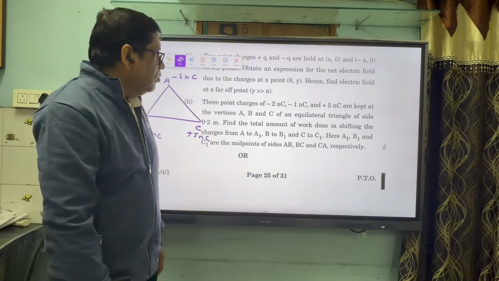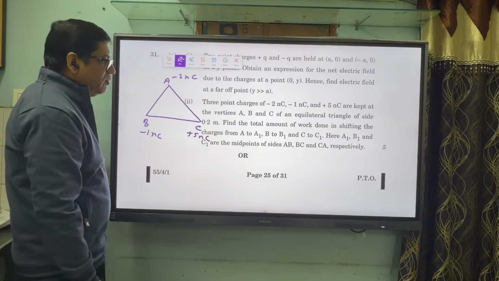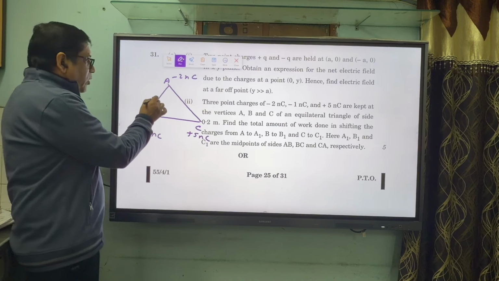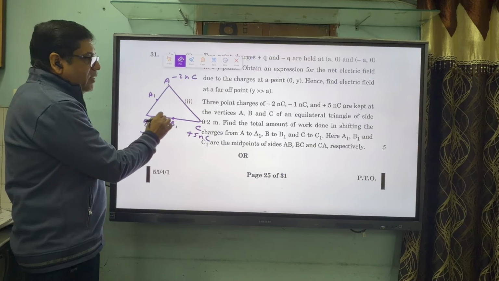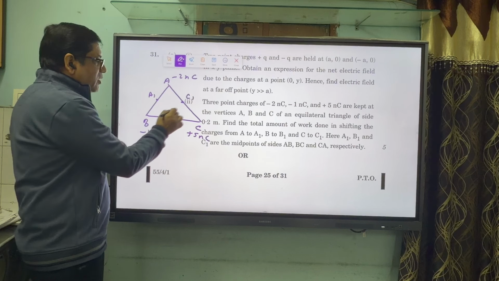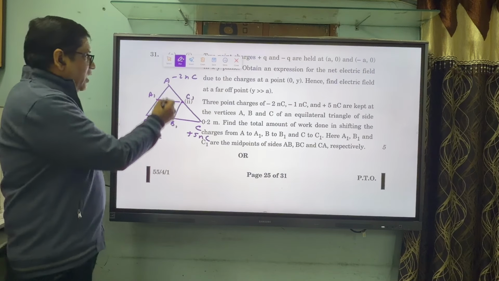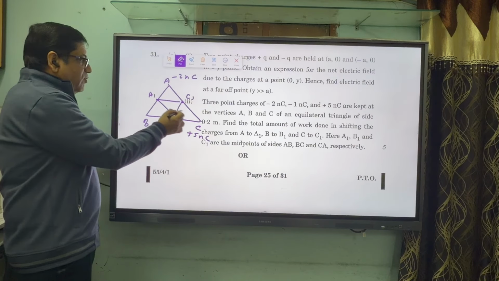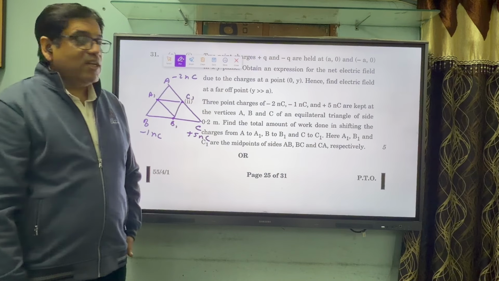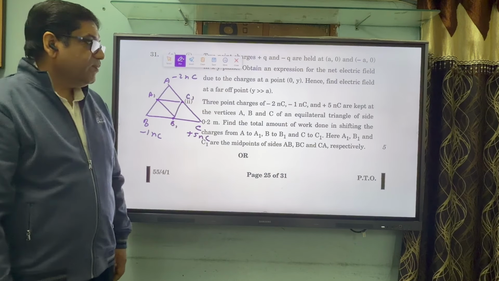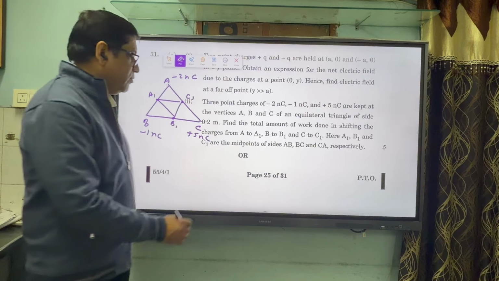Then they are shifted to points A1, B1, C1. What is A1, B1, C1? A1 is midpoint of AB. B1 is midpoint of BC, and C1 is midpoint of CA. Basically, they are being shifted to the vertices of smaller triangle. A वाले चार्ज को यहाँ शिफ्ट कर रहे हैं, B वाले चार्ज को यहाँ शिफ्ट कर रहे हैं, C वाले चार्ज को यहाँ शिफ्ट कर रहे हैं. So basically हमें वर्क डन निकालना है. Okay. So for that we have to find the initial potential energy, then the final potential energy.